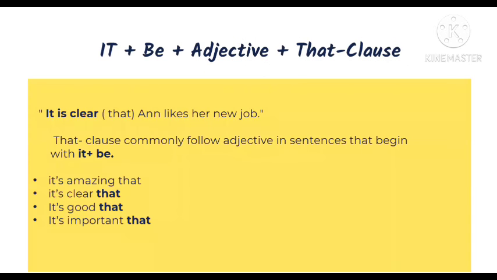And next, there is it plus be plus adjective plus that clause. For example, it is clear that Anne likes her new job. That clause commonly follows adjectives in sentences that begin with it plus be. See the list below. It's amazing that, it's clear that, it's good that, it's important that.